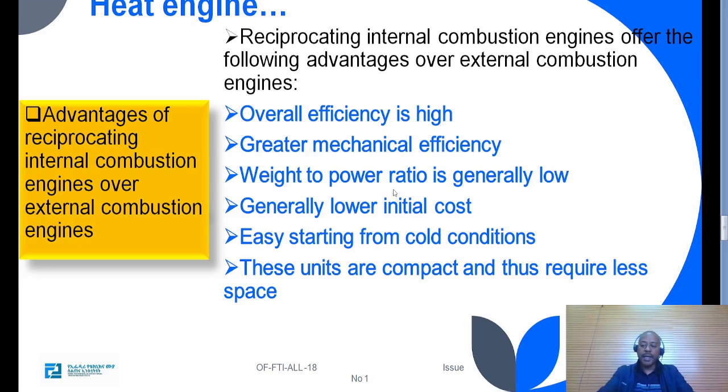Advantage of reciprocating internal combustion engine over external combustion engine. Reciprocating internal combustion engine offers the following advantages over external combustion engine. Overall efficiency is high. Greater mechanical efficiency. Weight to power ratio is generally low. Generally lower initial cost. Easy starting from cold condition. These units are compact and thus require less space.